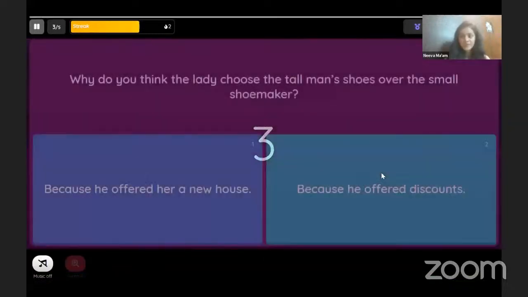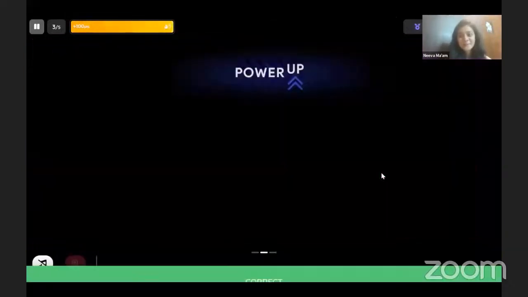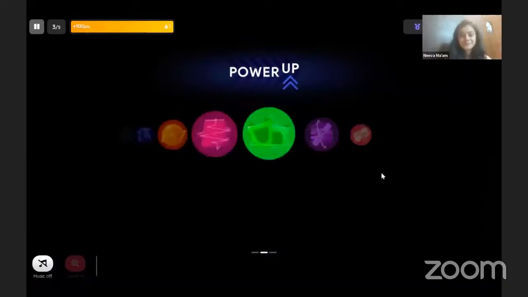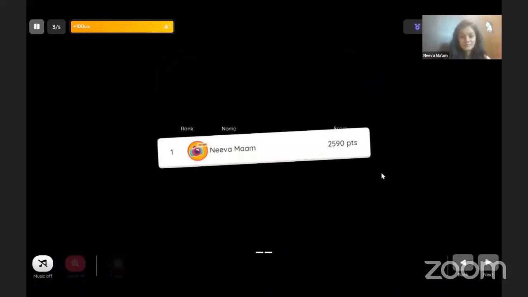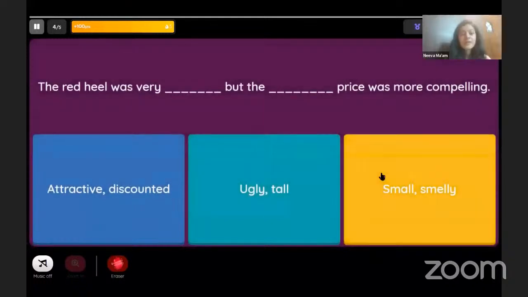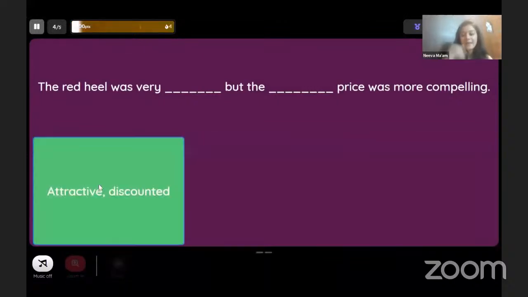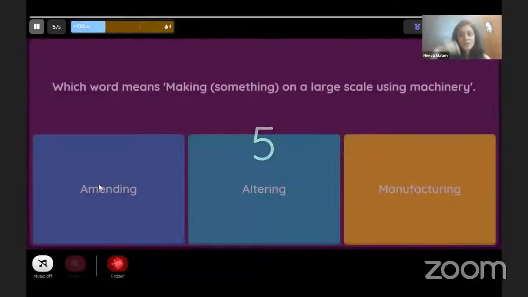If you know the answer, put it in the chat box, okay? Why do you think the lady chose the tall man's shoes over the small shoemaker's? Because he offered discounts. The red heel was very attractive, but the discounted price was more compelling. Okay, because he offered a discount. So the lady went to the tall man.